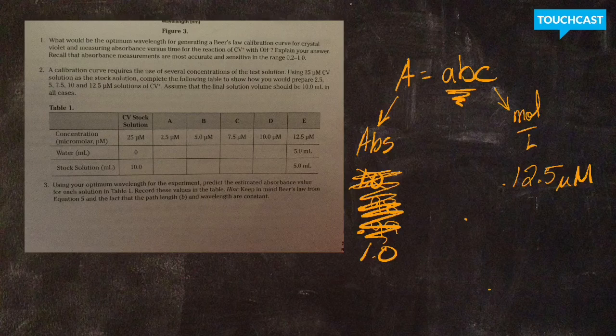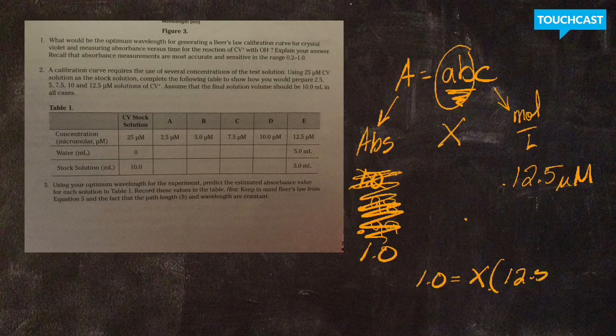So anyway, with this, what we'll do is we will call AB, this lowercase ab, we will call this x, because it's a constant. So let's solve for x with the very first piece that we have. We have an absorbance of 1.0, we have an x, and the concentration there was 12.5 micromolar. So let's solve for that x. So when you solve for x, you should get a value of 0.08. Now that we have this AB constant, we can use it on any of these other problems.